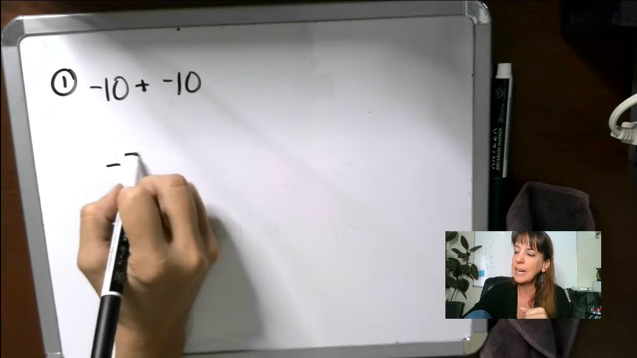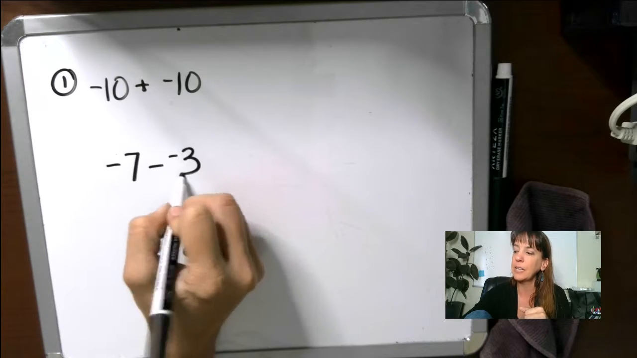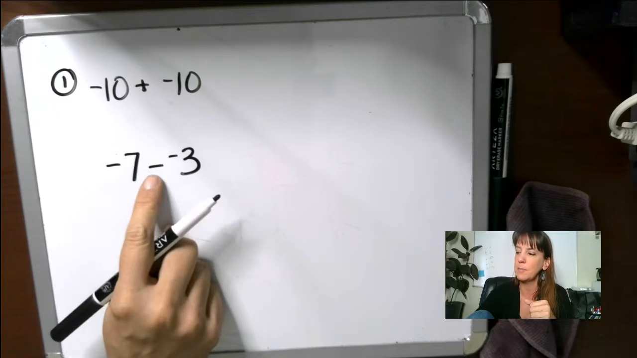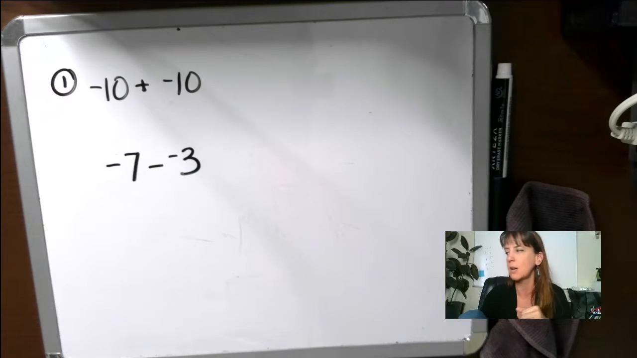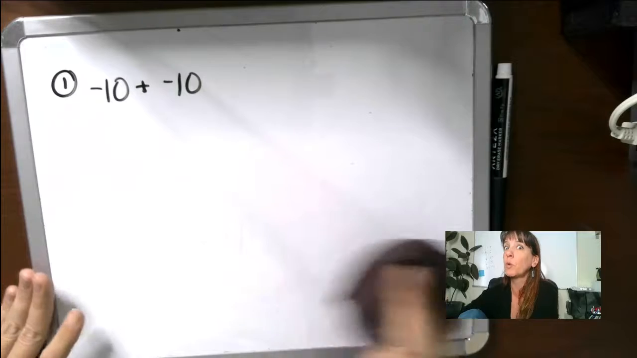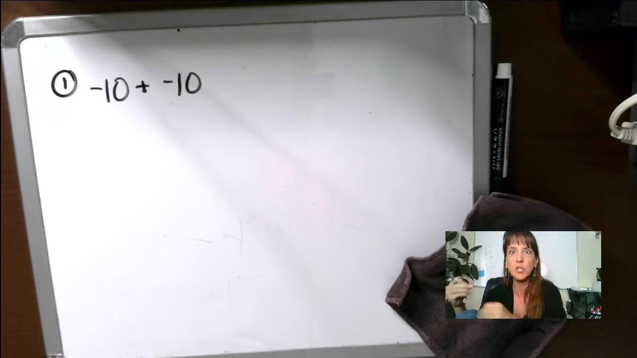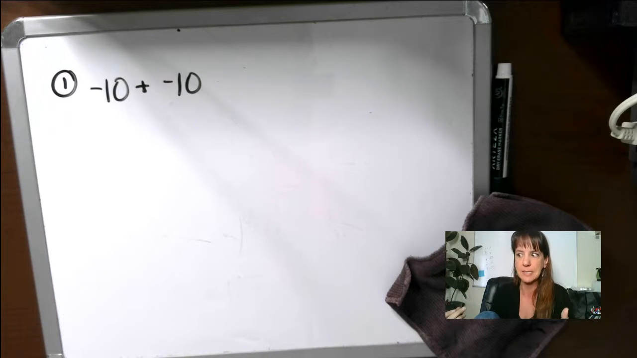For example, if I had negative 7 minus negative 3, you'll see that I'm real clear about, hey, this is my minus, this is my negative. I kind of bump it up to the top. Don't be your own worst enemy when it comes to math, right? Make sure that you're writing legibly so you don't make a mistake later.